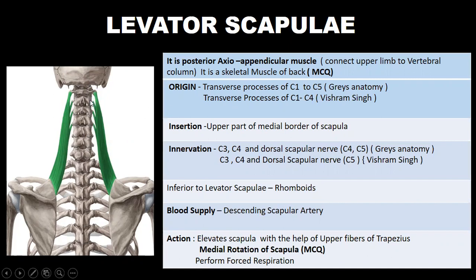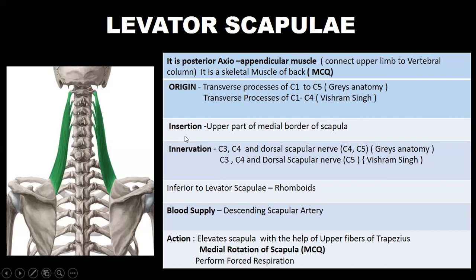The origin is the transverse processes of the cervical vertebrae. The levator scapulae originates from C1 to C5, which is seen very clearly in this diagram. According to Gray's Anatomy, the transverse processes of C1 to C5, but Vishram Singh says the transverse processes of C1 to C4. If it comes in the exam, just go with the Gray's Anatomy content.